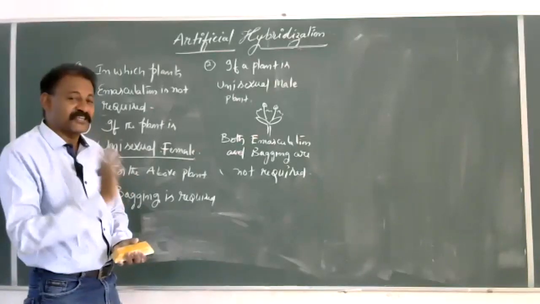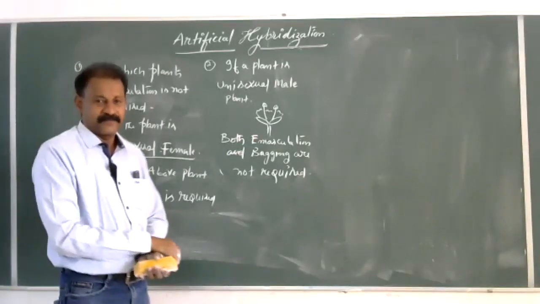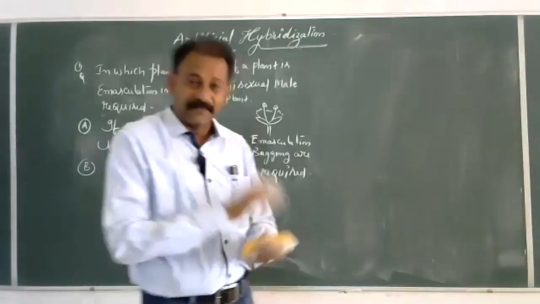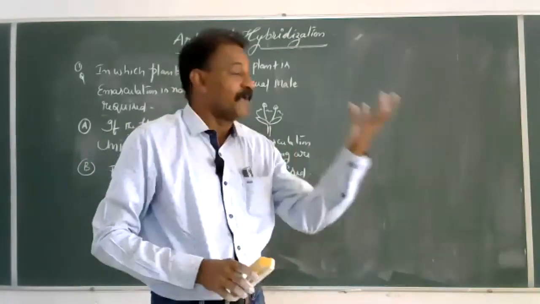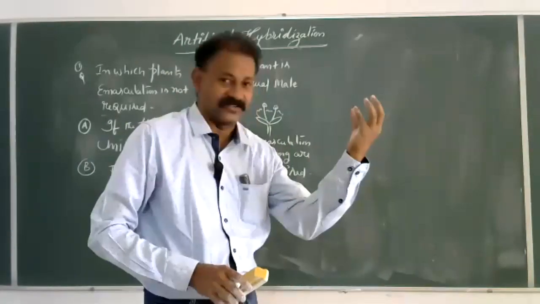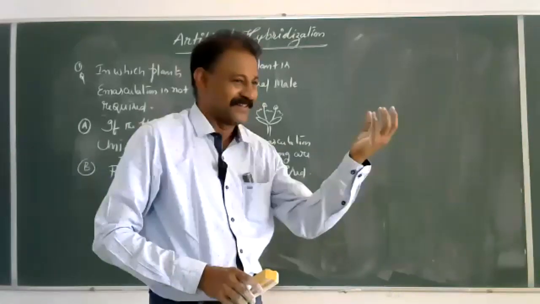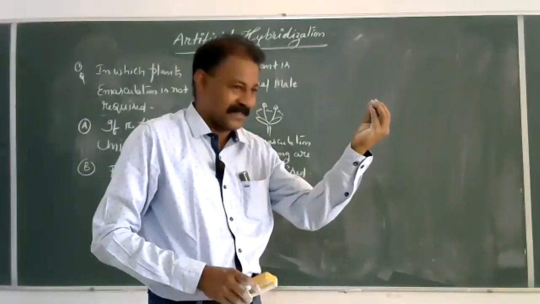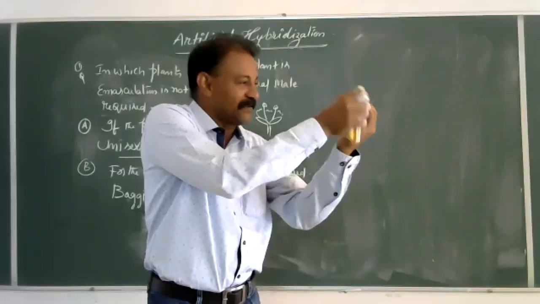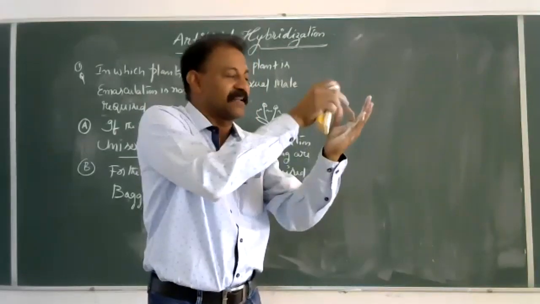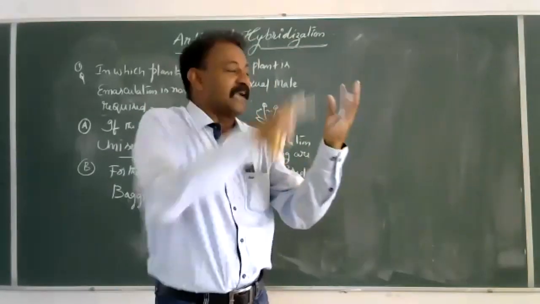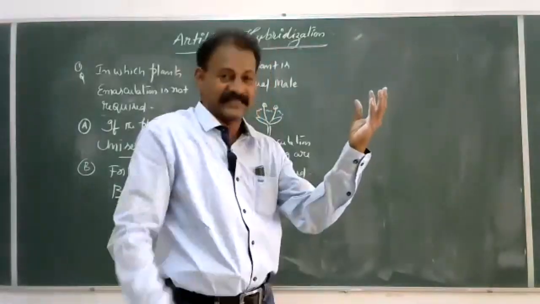Sir, emasculation is a process that can be done in a flower where the flower is large, big in size. When it is a bud, we are able to open its petals with the help of a forceps, and easily we can remove the anthers.